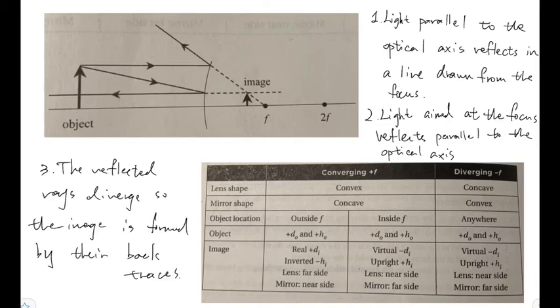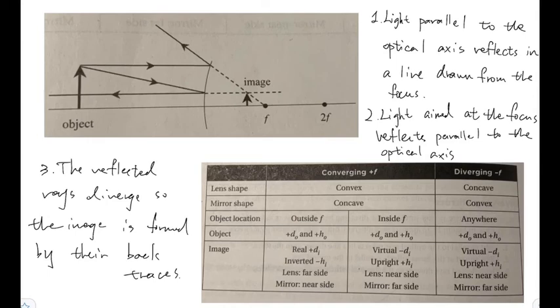Third, the reflected rays diverge, so the image is formed by their back traces, and the resulting image is upright and virtual. It is very similar to the image seen in the diverging lens. The image is always small, meaning that the magnification, as we talked about before, is less than 1. Upright and virtual. As the object moves toward the mirror, the image becomes larger and moves toward the mirror.